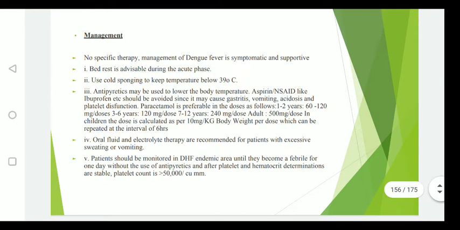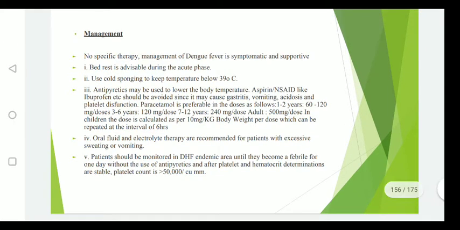Especially in children, we calculate the dose as 10 mg per kg body weight per dose. Every interval of 6 hours we can give the paracetamol dose. Then the fourth one is oral fluid and electrolyte therapy, recommended for patients with excessive sweating or vomiting. In cases of vomiting and sweating, we can give oral therapy.